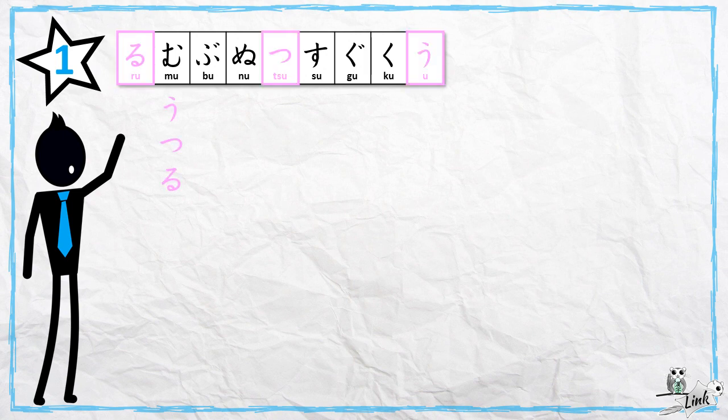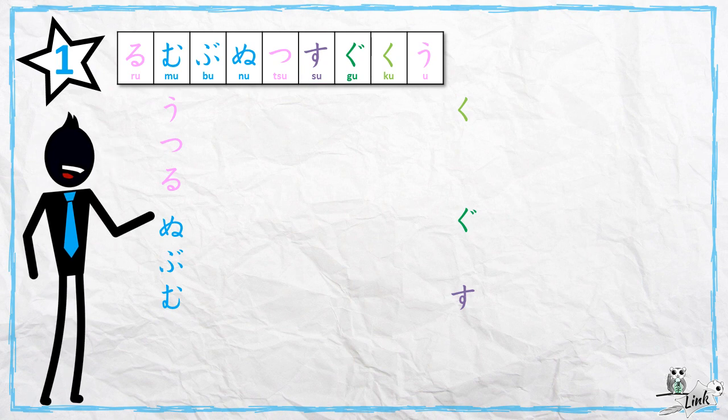The first subgroup is the verbs that end with the syllable u, tsu, or ru. The second subgroup is the verbs that end with the syllable nu, bu, or mu. Then we have 3 more subgroups, the verbs that end with ku, the verbs that end with gu, and finally the verbs that end with su. Now that you know the subgroups, let's have a look at the conjugation.